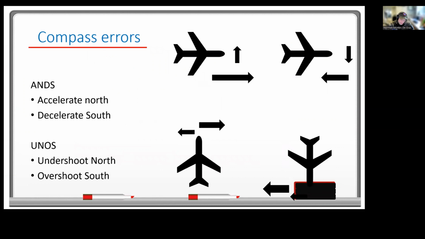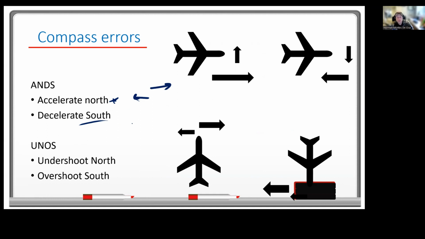We use two acronyms to remember them. They are UNOS and ANDS. ANDS stands for accelerate north, decelerate south, and UNOS stands for undershoot north and overshoot south. Now, what the heck does that mean? Basically, if you are on an east or west heading and you accelerate your aircraft, your compass is going to indicate a turn incorrectly. If you accelerate while on an east or west heading, it'll indicate a turn to the north when you are not turning. Let's be clear on that. If you decelerate while on an east or west heading, your compass will indicate a turn to the south, again, when you are not turning to the south.